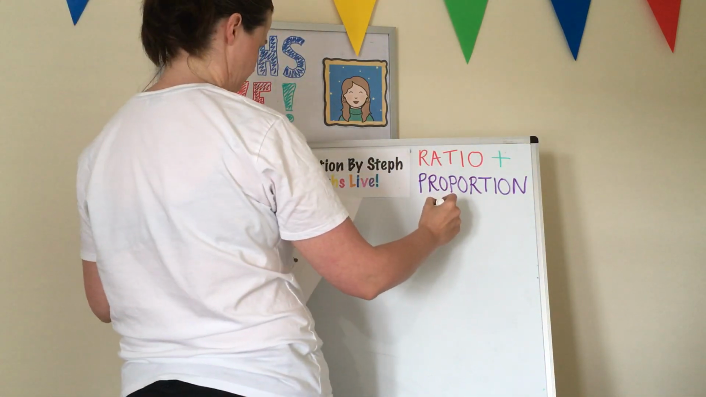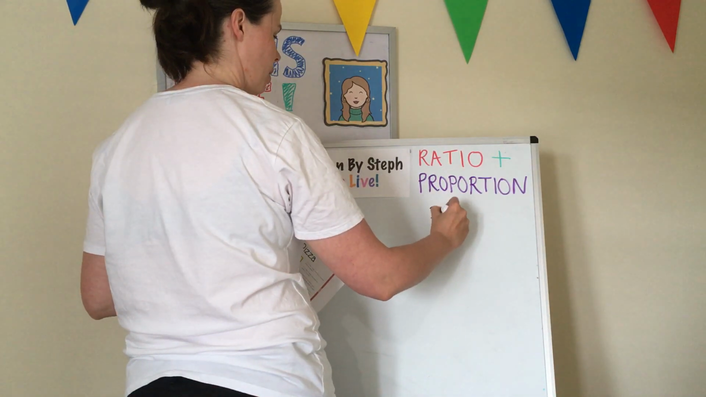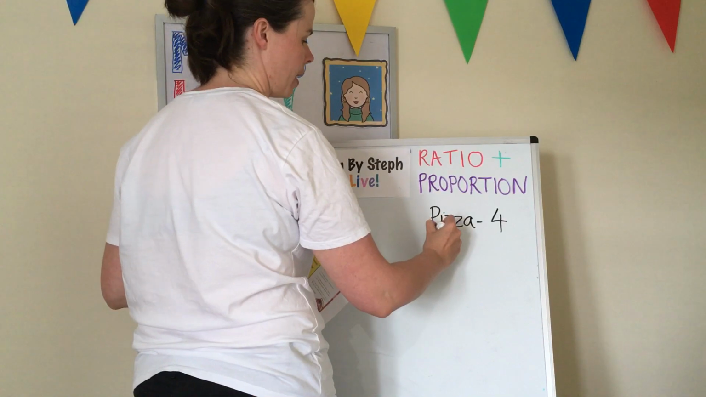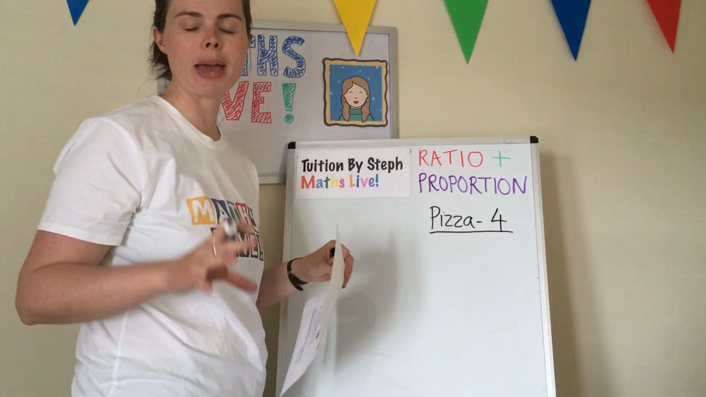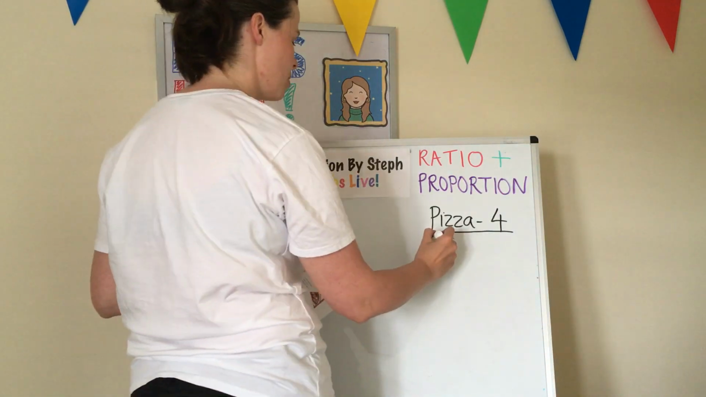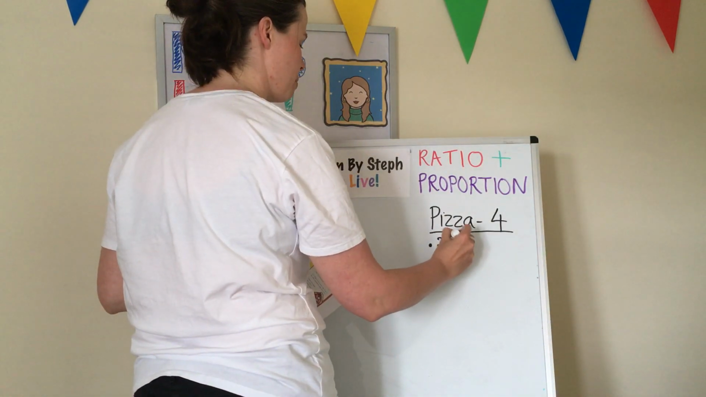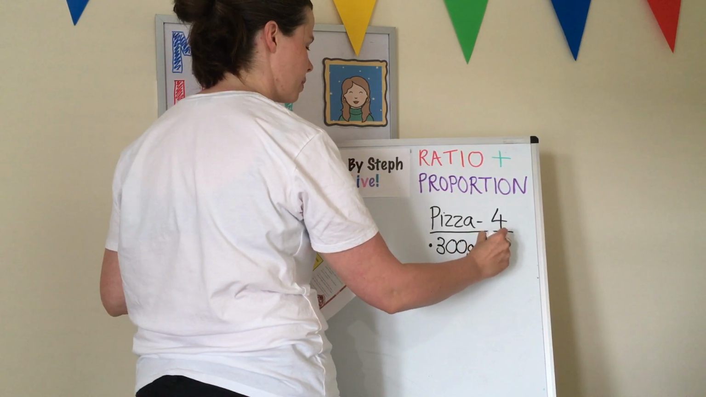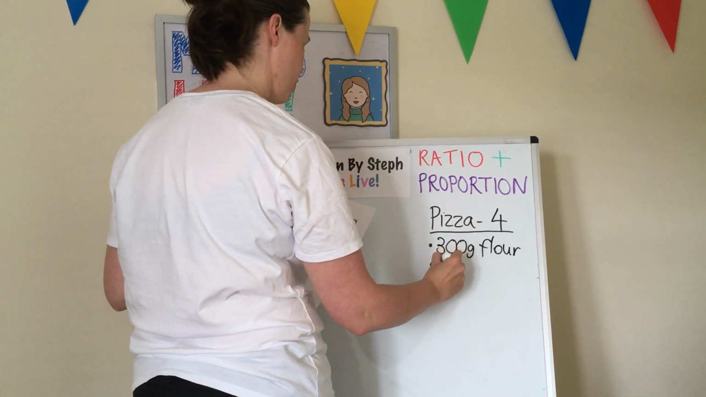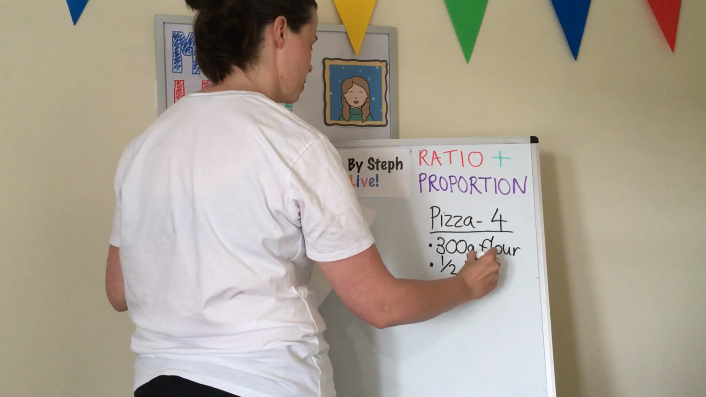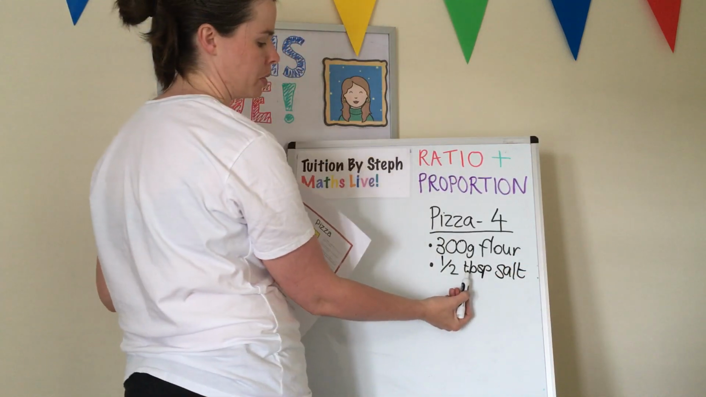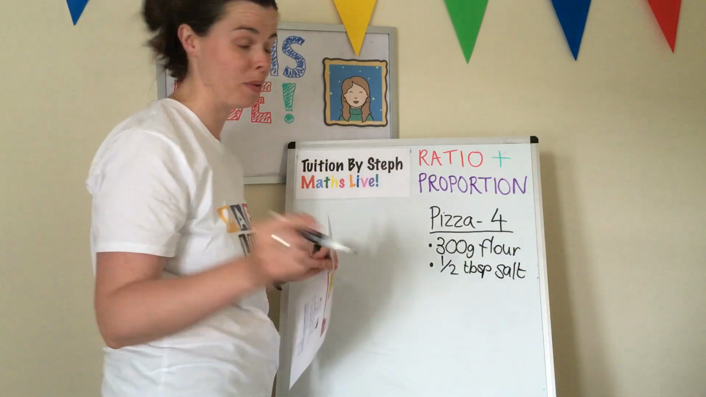So a pizza, and it's for 4 people. Here are the instructions for making a pizza for 4 people. This isn't real, by the way. This is made up. You need 300 grams of flour. You need half a tablespoon of salt. That's the shorthand for tablespoon, TBSP. That's true in real life.